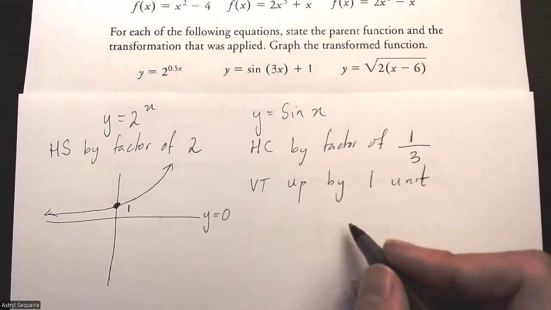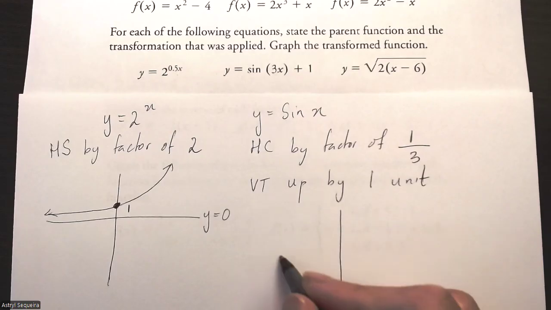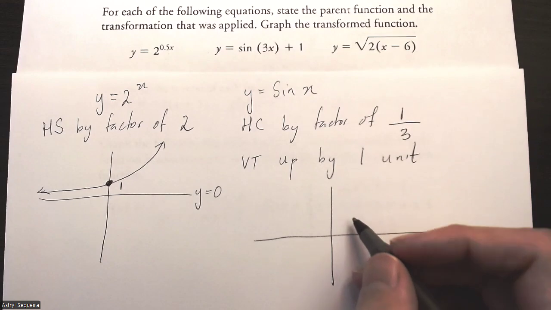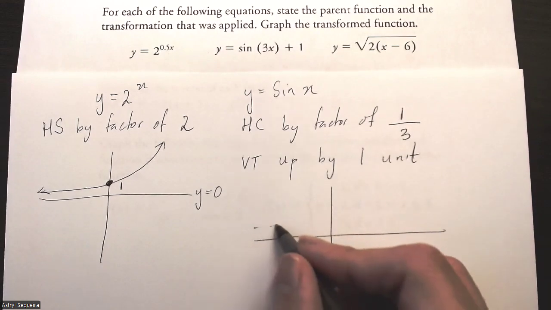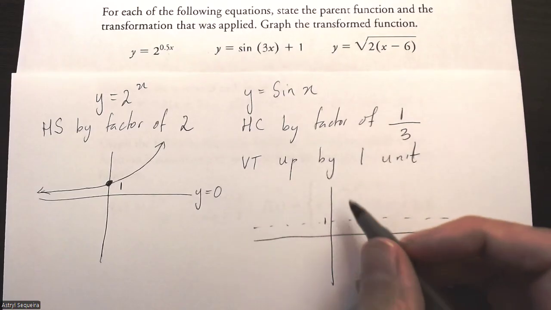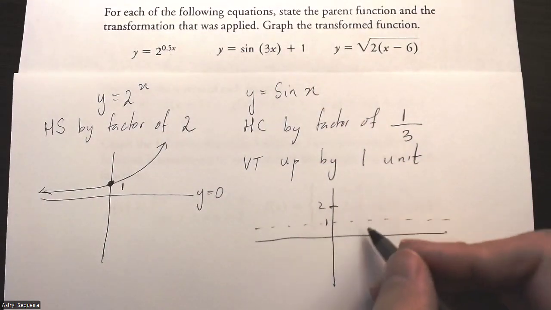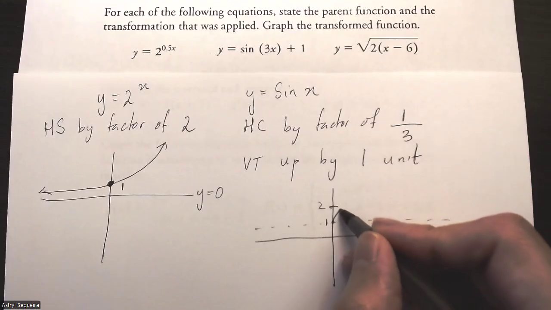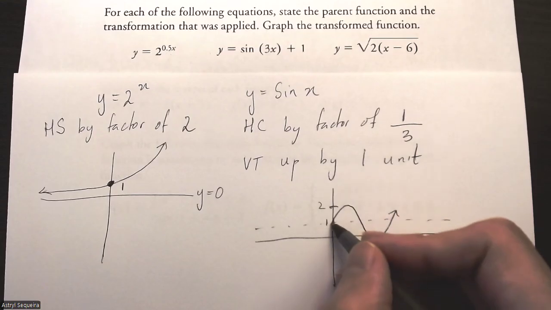I'm graphing this. It's a sine function. So the equation of the axis is basically at 1. Amplitude is 1, so my maximum is at 2 and my minimum is at 0. It's a sine function. Draw out a little bit of a sine function here.